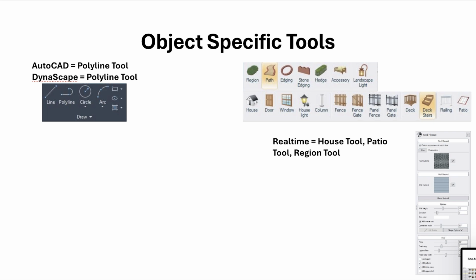Another unique tool is the Deck tool that allowed us to pick a style of deck we preferred by changing color and material, as well as to eliminate the side rails and change the height. This has been done in the other two softwares by using the Polyline tool.